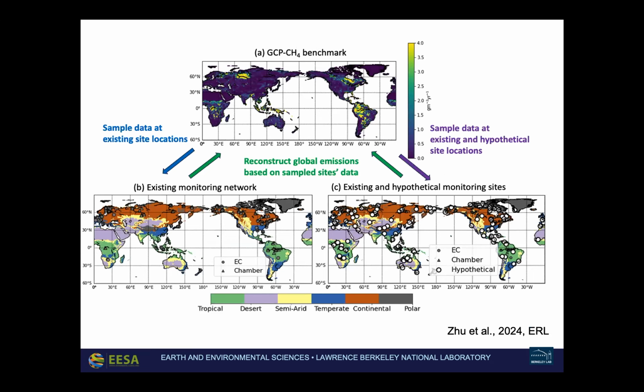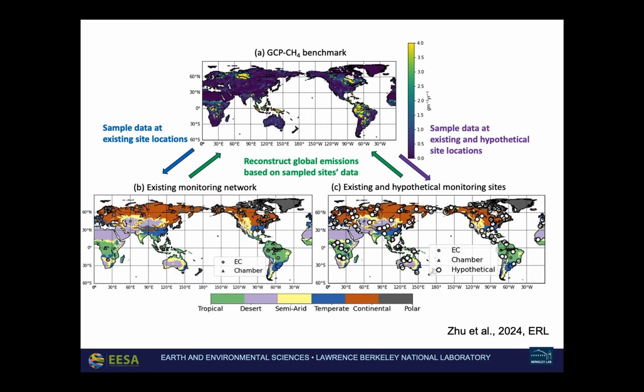This is the technical framework. We start from the GCP benchmark, that's the 16 bottom-up model mean, 165 teragrams per year, on the top. And then we use a sampling strategy, basically assuming we have eddy tower sites at the grid cell. So we sample the time series from the benchmark, and we also do chamber, because there are many hotspot emission places that are covered by chambers. And then we reconstruct the benchmark. The closer you can get with this reverse upscaling approach, the better representativeness you get.